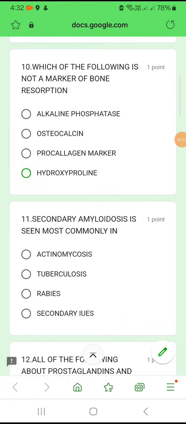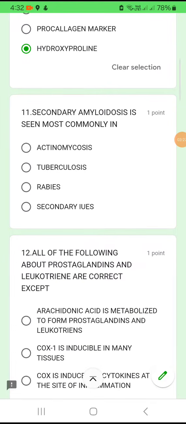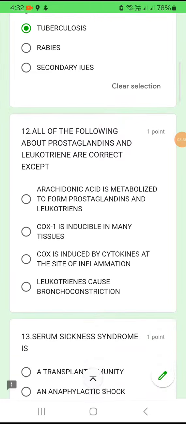Question number 11. Secondary amyloidosis is seen most commonly in actinomycosis, tuberculosis, rabies or secondary syphilis. Secondary amyloidosis is seen in tuberculosis. Option B.